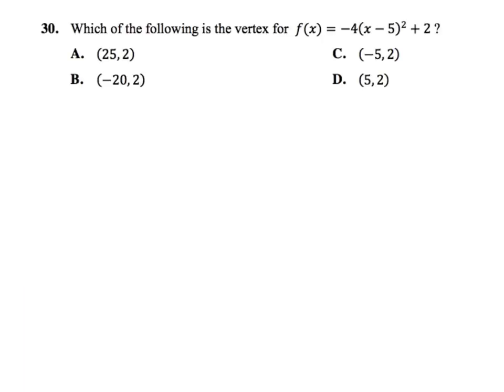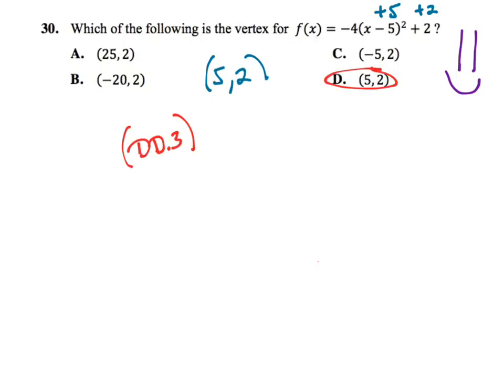Last one. Number 30. Oh, so easy. Which of the following is the vertex for this? There's my h, opposite of minus 5. h is 5, k is 2. So easy. 5 and 2. Just remember, h is the opposite of what it looks like, right? Because subtraction is in the vertex form. So 5, 2. There's my answer. To practice this, DD3, again, I think it's absolute values, but it's the same vertex form, right?